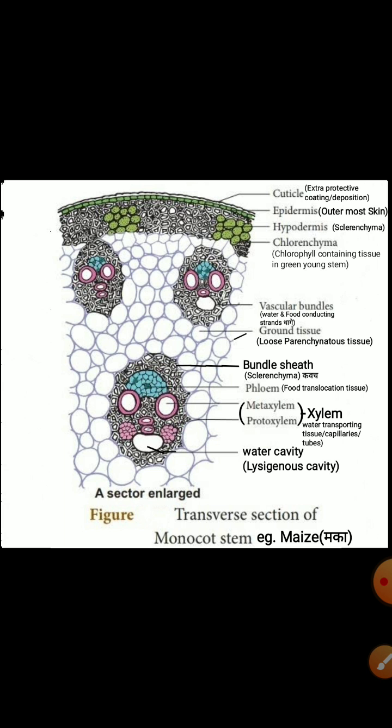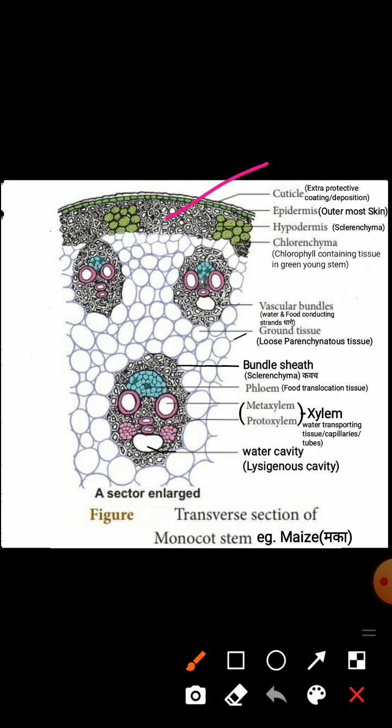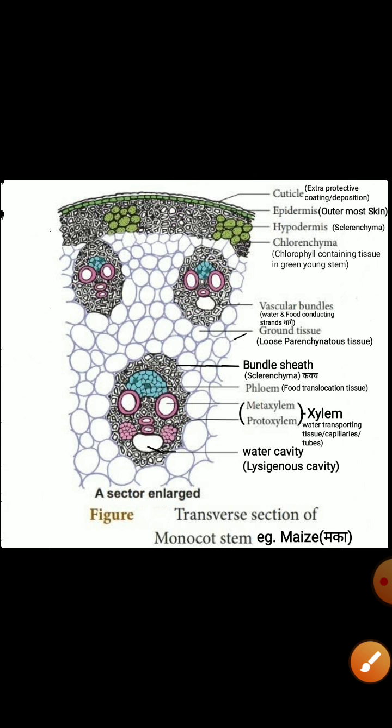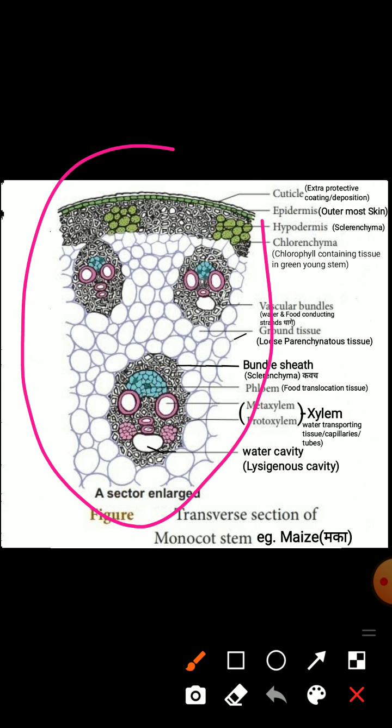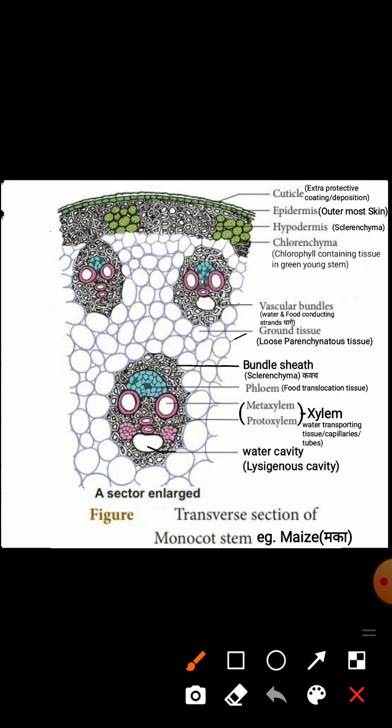Monocot stem just shows epidermis, this hypodermis, the ground tissue, and scattered in the ground tissue are the vascular bundles. So we have to prepare this figure, a sector of the figure. The whole diagrammatic ground plan figure should not be prepared. This is important from the angle of examination. So this should be sketched, and it should be beautifully sketched.